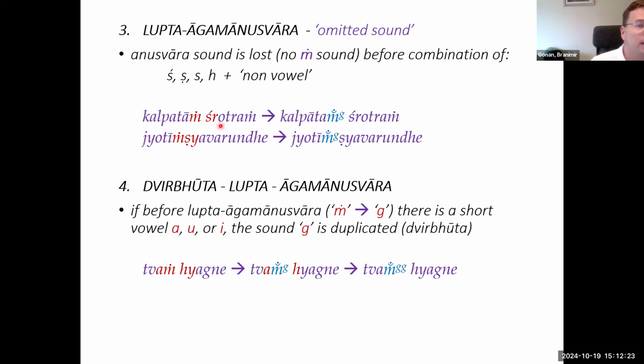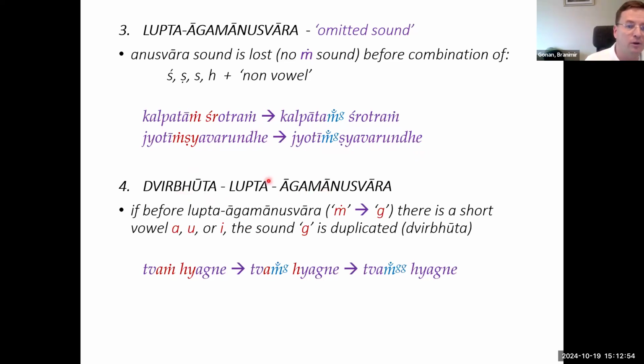So what is happening? There is an omitted M sound, and in superscript we pronounce only G, only G sound. So Kalpatam Shrotram, Kalpatag Shrotram. Okay. Jyotim Syavarunhe, Jyoti Gum Syavarunhe. Okay. And then another building block is Dvirbhuta Lupta Agamanusvara.